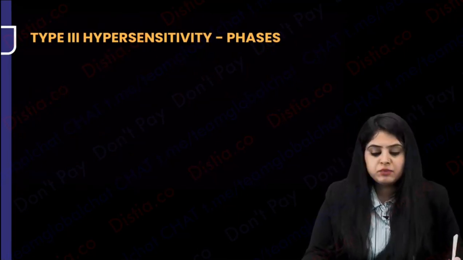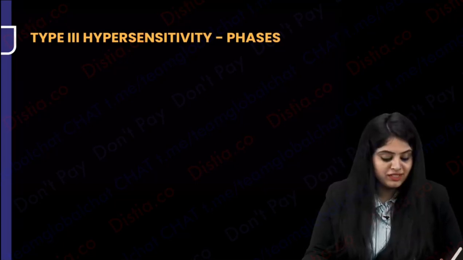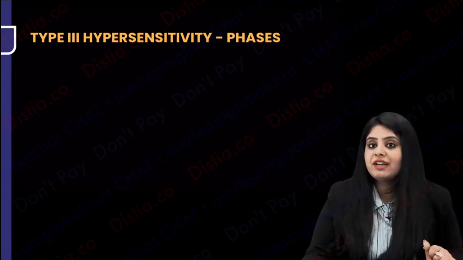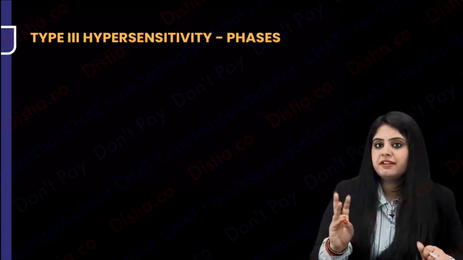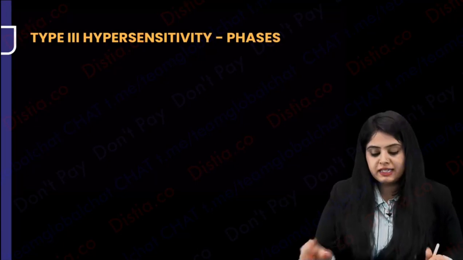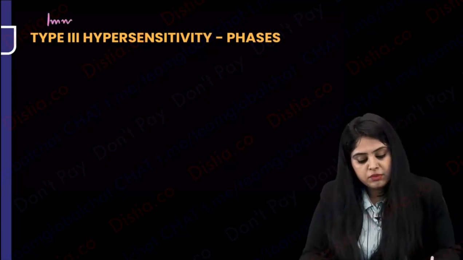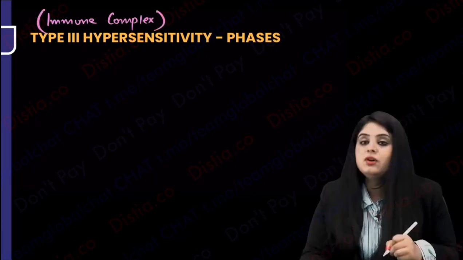What was the name of type 3? Can you recall? Think. What was the name that I taught you? I gave you one mnemonic called ACID. A was type 1 anaphylaxis. C was cytotoxic. I, what was it? I was immune complex disease. It is immune complex disease.